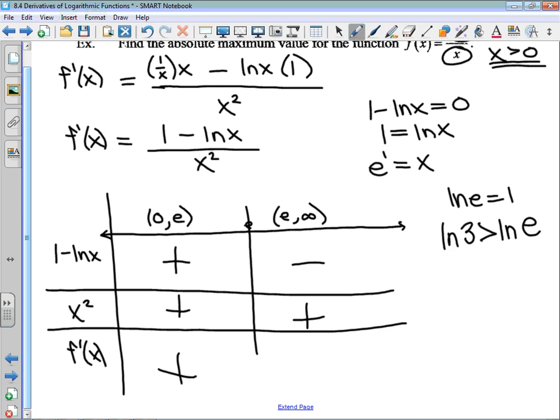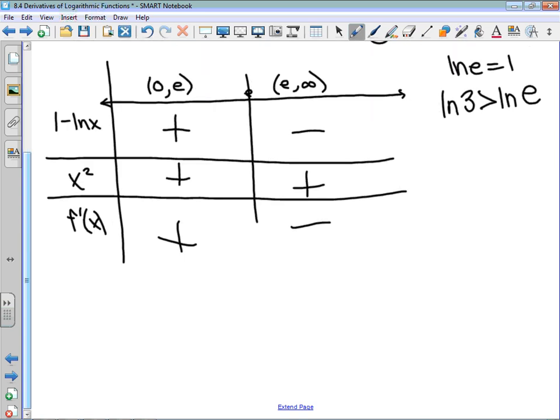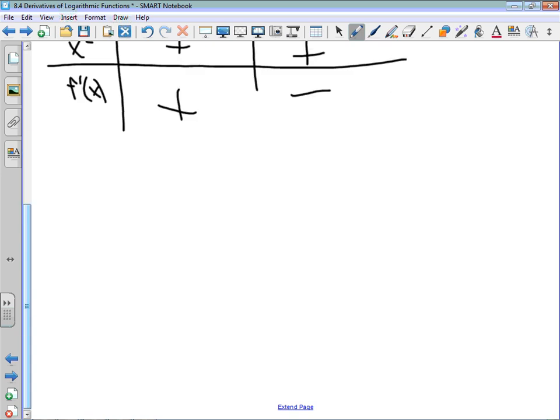Now, because we have that situation where it's only increasing and only decreasing, we know that there is a maximum at x is equal to e. And moreover, we actually know that it's an absolute maximum because this graph is only increasing and decreasing. I'm going to say then that my absolute max is at x is equal to e, but we probably want to know where that is.